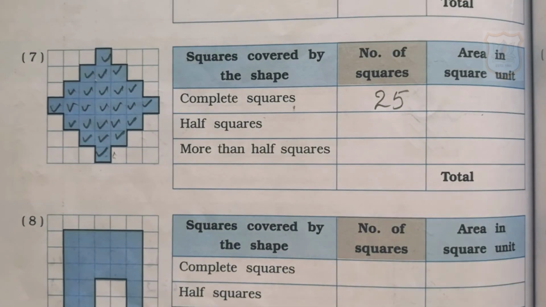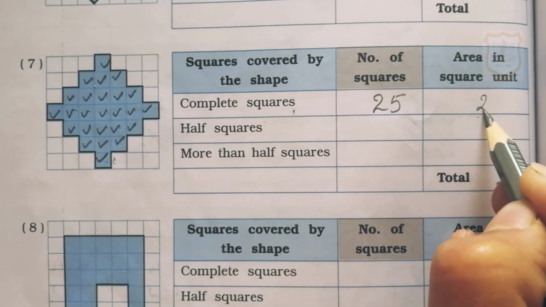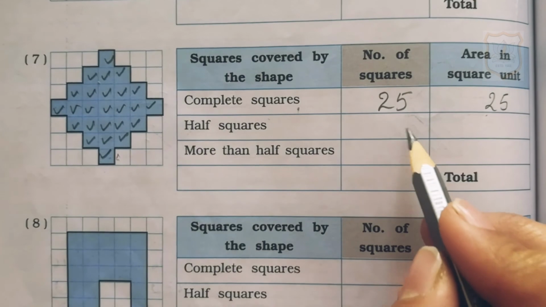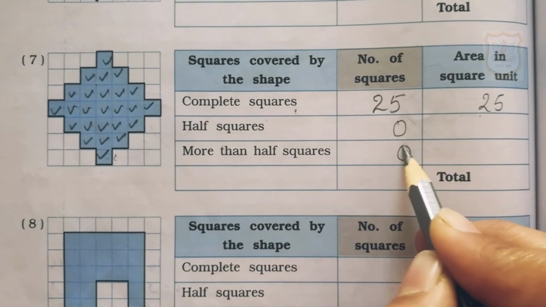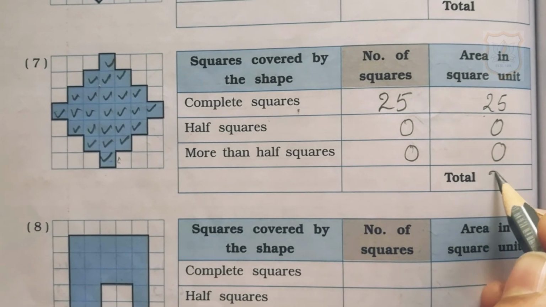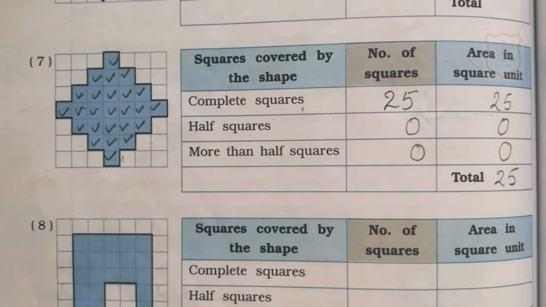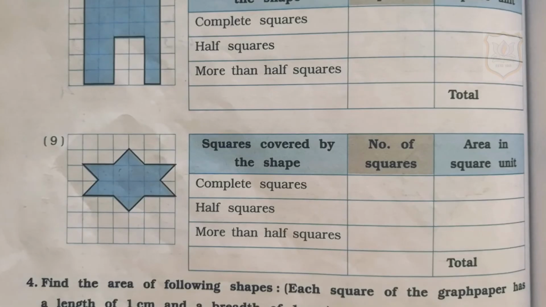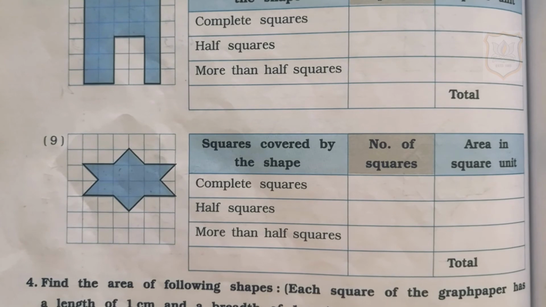So in area in square unit we will write 25, and as you can see there are no half squares and no more than half squares, so we will write 0 over here. So by adding 25 plus 0 plus 0 we will get 25 in total. So the area of this figure is 25 square centimeter. Students, try to solve sum number 8 of question number 3 by yourself.